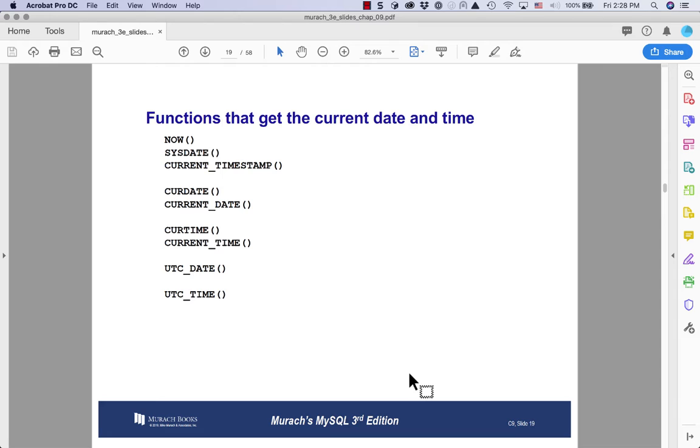All right, now the dates. Okay, we've already used the dates. I think we even had an exercise for homework where we use some of the date functionality, and even before we had covered it. So now we're officially covering it. So what versions have we got here? Well, we've got now, sysdate, current timestamp, current date, current time, UTC date, UTC time.